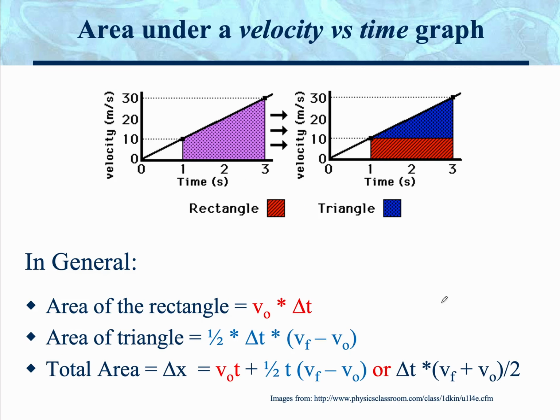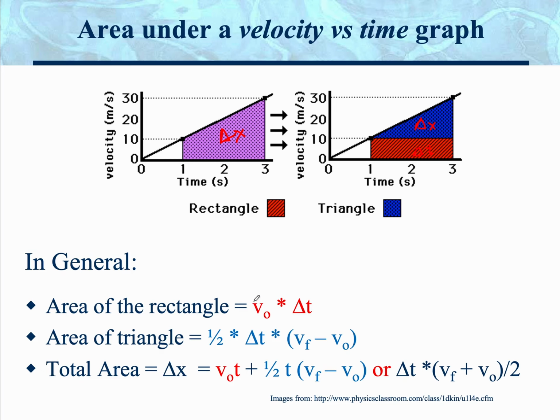We left off on this slide here. Just a quick reminder that the total area underneath a velocity versus time graph will give you the displacement, delta x. And we could actually break this into two parts and find the area of the triangle and the rectangle to figure out what the total displacement was.